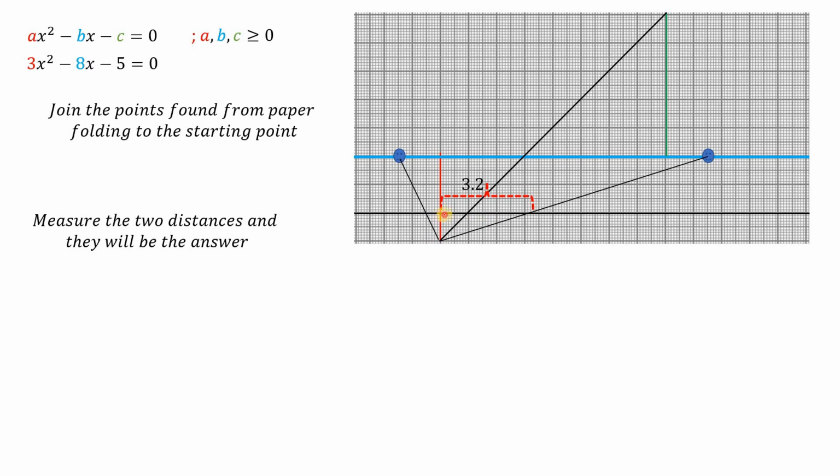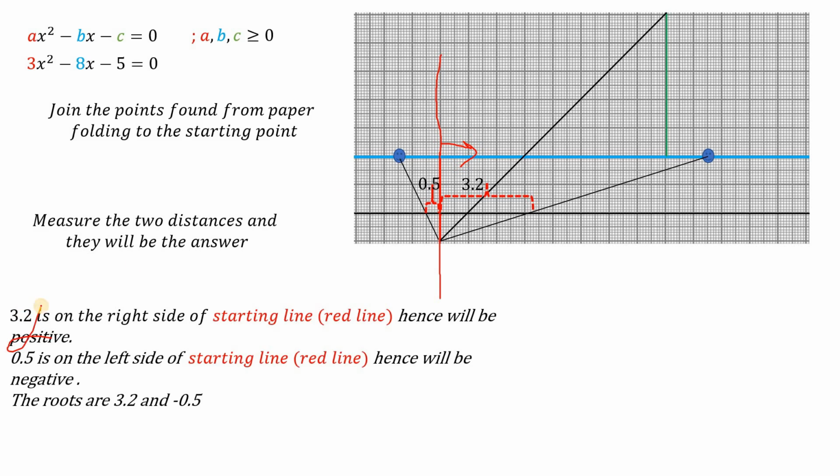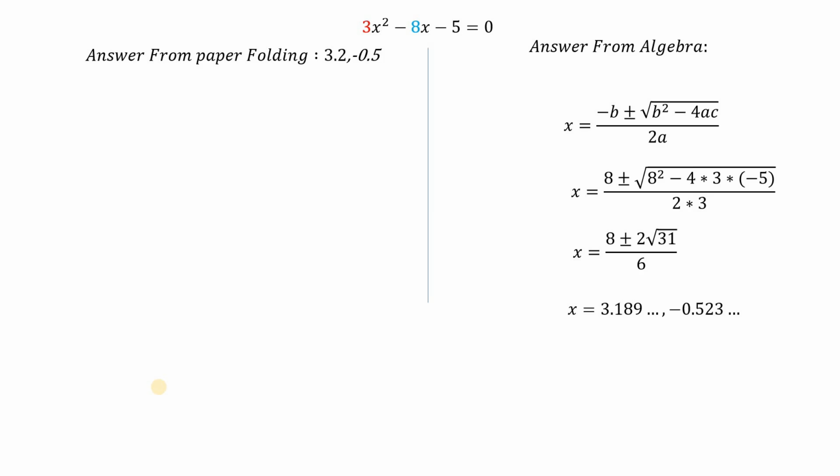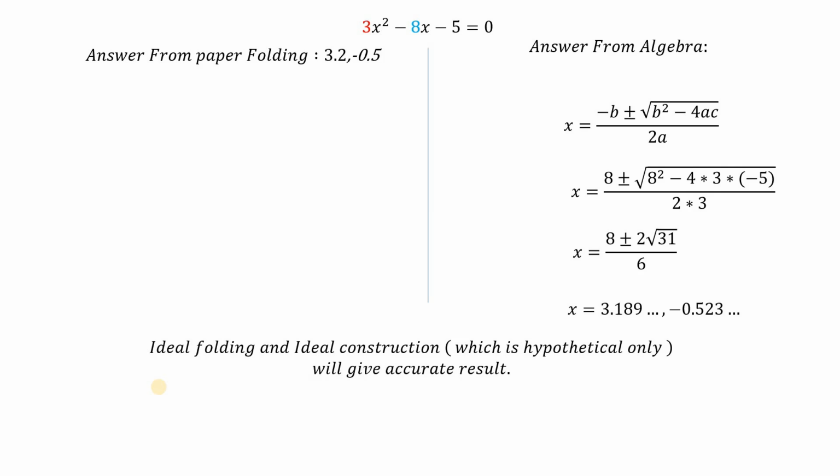So the distance from this point to this point is around 3.2 and the distance from here to here is around 0.5. As you can see, these 2 distances are separated by this red line. So 3.2 is on the right side, hence it will be positive, and the length 0.5 is on the left side of this line, so it will be negative. So our answers are 3.2 and minus 0.5. So we can compare the algebraic results and what we got from paper folding. So this is all about solving the quadratic equations having real roots.